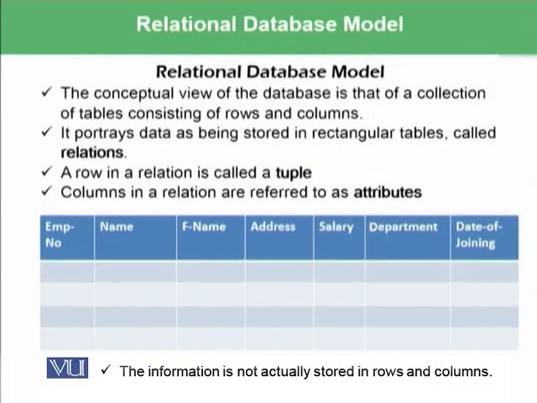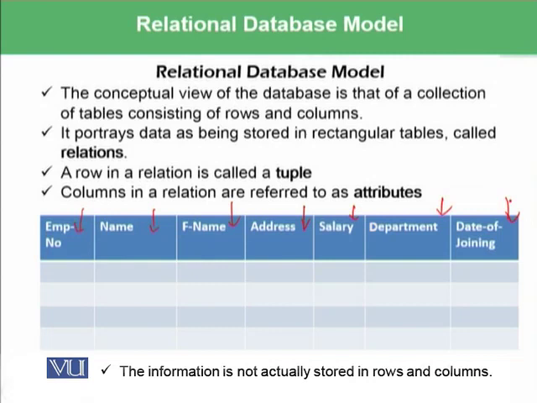Let's have an example of a database model known as the relational database model. In the relational database model, the conceptual view of the database is that of a collection of tables consisting of rows and columns. This is similar to a multi-dimensional array which has multiple columns. For example, we have employee number, name, father name, address, salary, department, and date of joining.